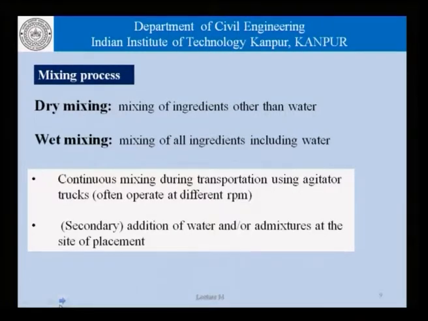While mixing, another keyword that comes in is the fact that there is continuous mixing during transportation using agitator trucks, which often operate at different RPM. So, there can be requirements which say that while the concrete is being transported, it should be churned at least at a certain RPM. We cannot have a very low RPM and at the same time it cannot be very high. We can at the same time talk in terms of a situation where the concrete will be vigorously mixed just before it is placed at site.